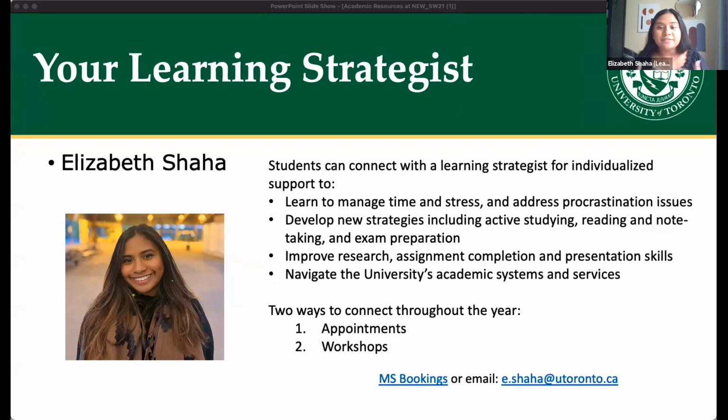In the appointments, we develop new strategies, which include active studying, reading, note-taking, and exam preparation. So very similar to how a lot of us said, the transition between high school to university is very different. Some of you might even be coming from a gap year, right? So you haven't been learning in this way for a really long time, maybe. So we encourage you to come chat with me so that we could navigate how to better support your learning and your reading and note-taking and all that stuff.